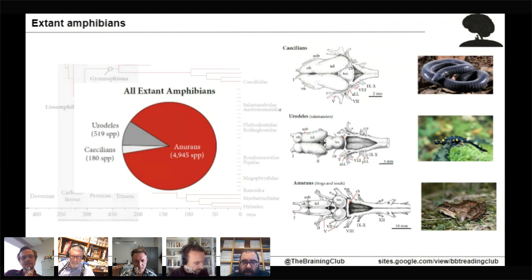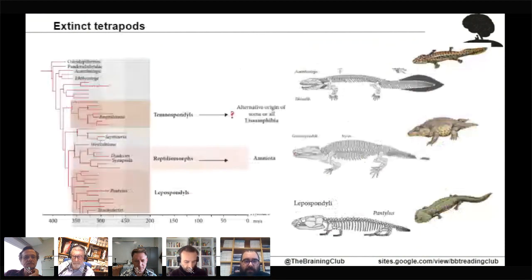About their brains, studies have mainly focused on anurans and a couple of salamanders. And we can say that in general, urodele brains tend to be smaller and simpler than anurans, which in turn are remarkably similar to those of sharks. But where do all of these lissamphibians come from?